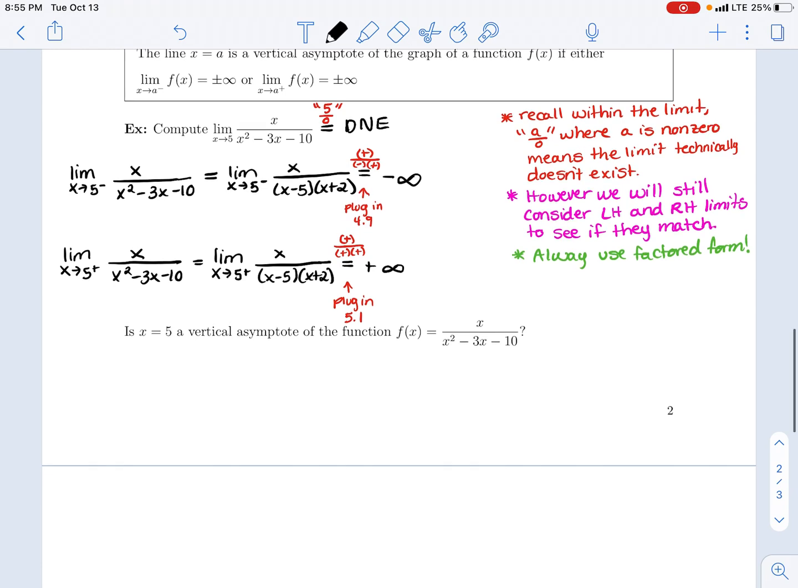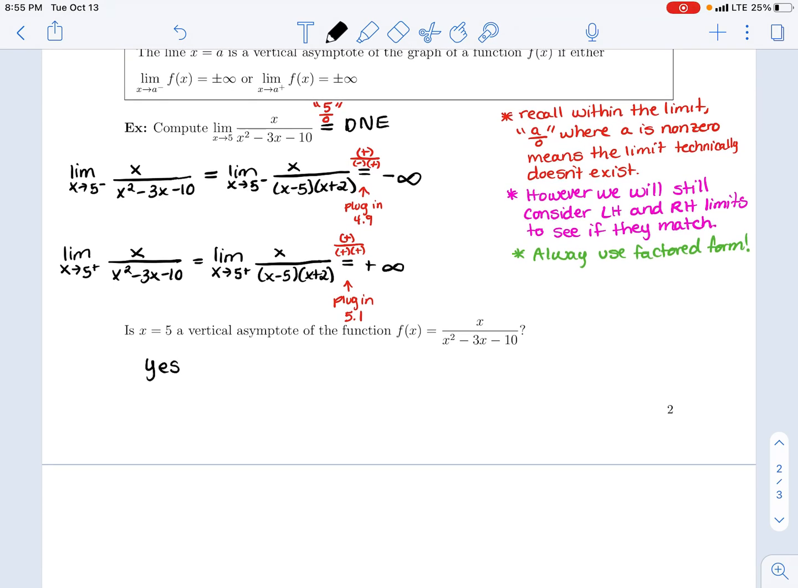So here, I'm just going to say yes, since the limit as x approaches 5 from the left of my function is equal to negative infinity. And you could have also said yes, since the limit as x approaches 5 from the right of my function is equal to positive infinity. It doesn't matter.